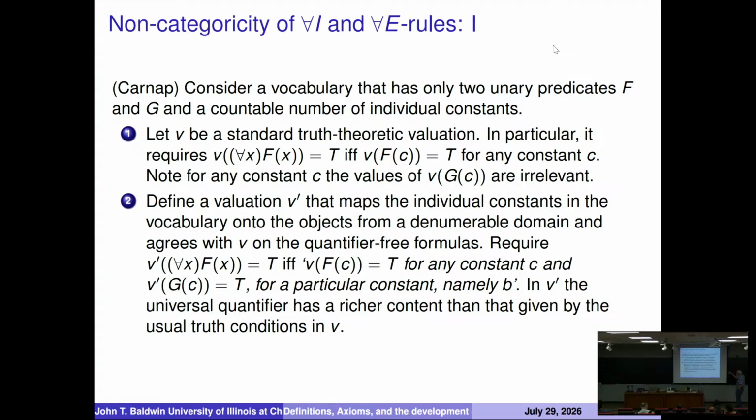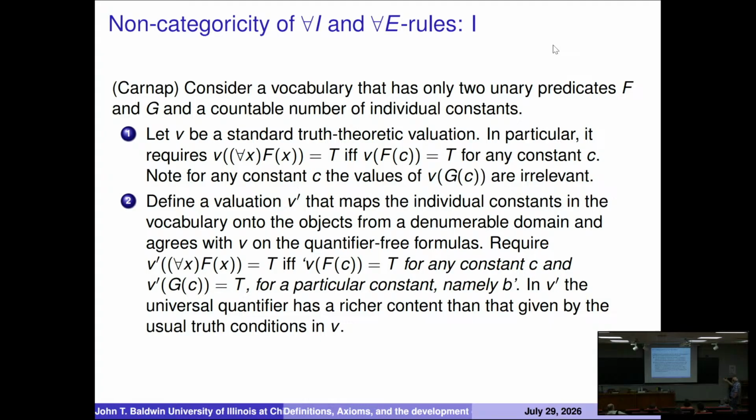But now define a valuation v prime that also maps onto the countable set of objects and agrees with v on the quantifier-free terms. So it makes the same things either red or green or both or neither. But the new valuation says v prime of for all x f of x is true if and only if it is true for every particular constant, and in addition, some c must be true. We fix a c and it's got to be true.